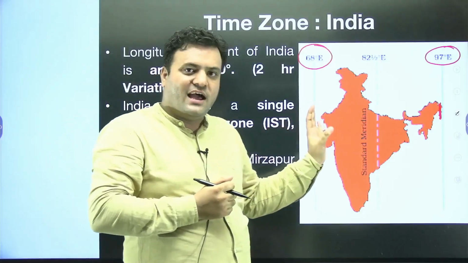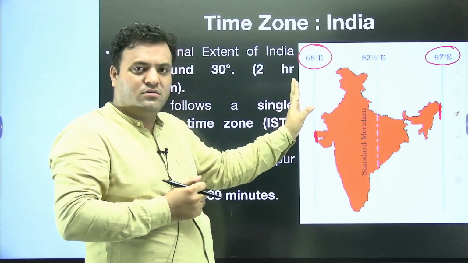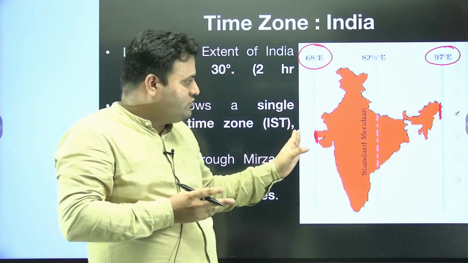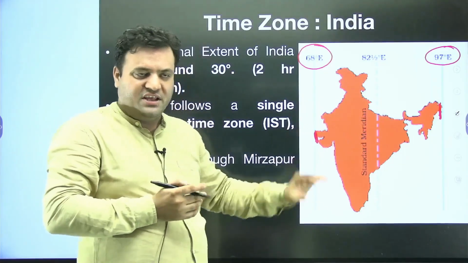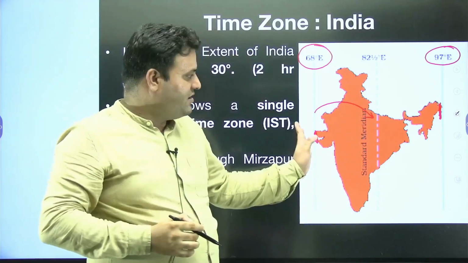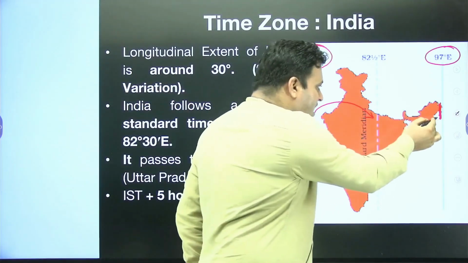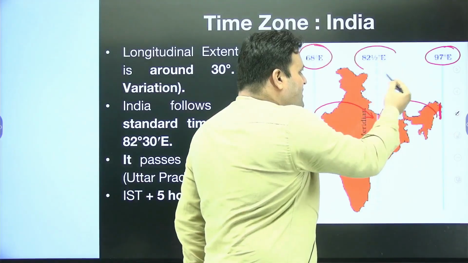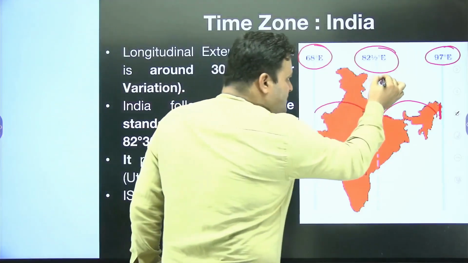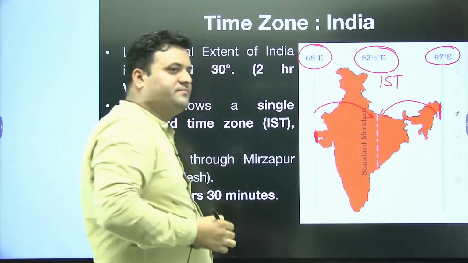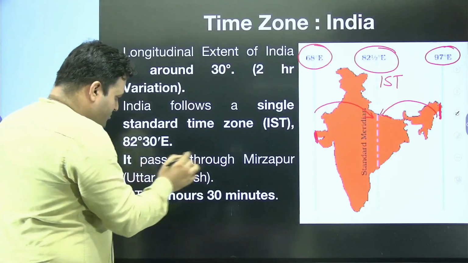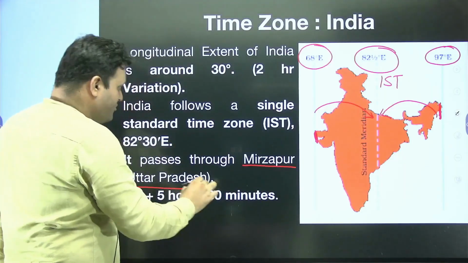Suppose we have a 6 o'clock, or let's say we have some sort of time variation. Now in order to reduce this kind of time variation, we adopted 1 hour arrangement from this side and 1 hour arrangement from the eastern side, and we adopted 82.5 east as Indian Standard Time, IST. Now this IST is passing through Mirzapur, Uttar Pradesh.